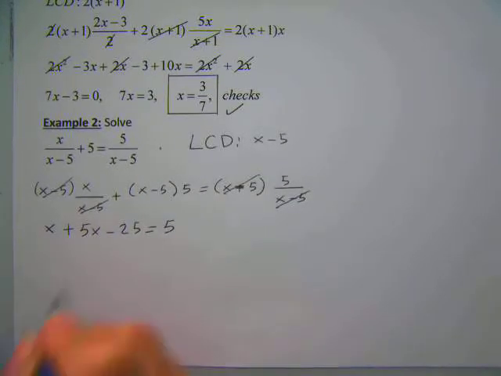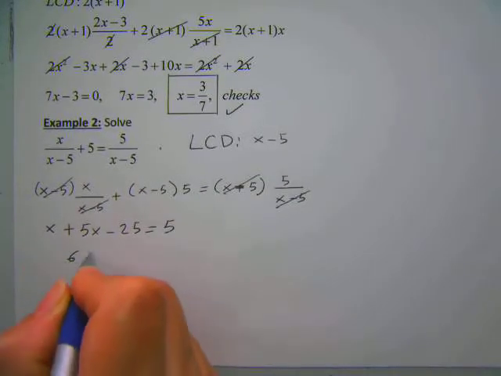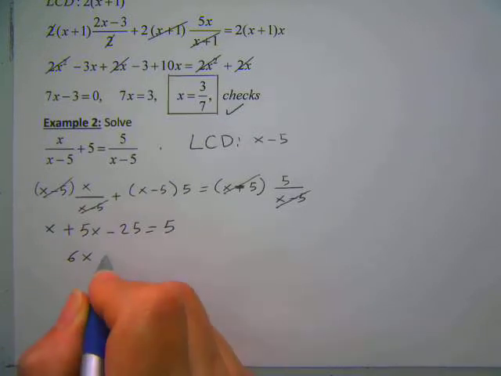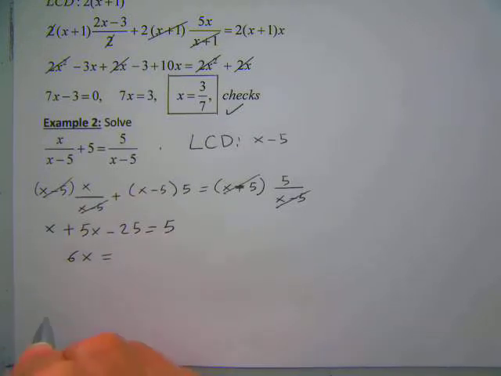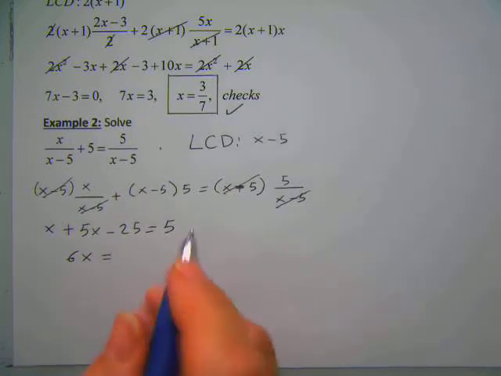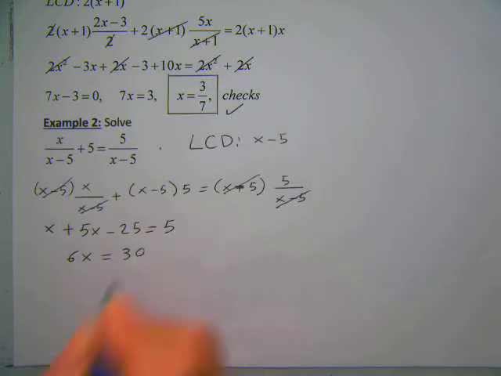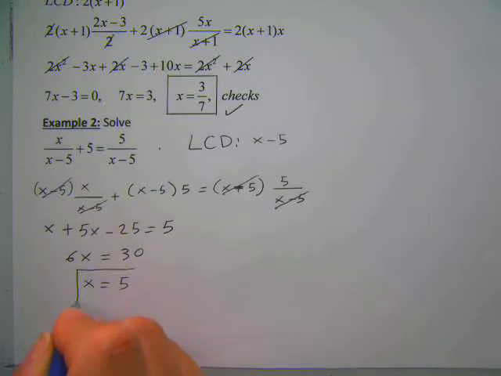Let's try to solve this. Add like terms, 6x. Let's keep it on the right hand side since there's no x term. So 5 plus 25 makes 30. Divide by 6 and you get that x is equal to 5.